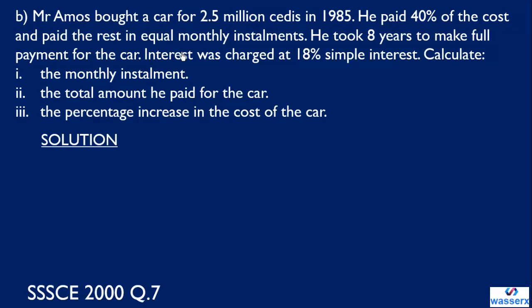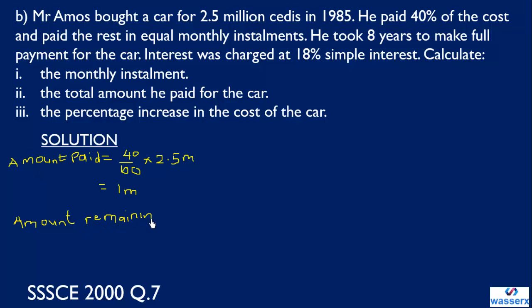Mr. Amos bought a car for 2.5 million cedis in 1985, and he pays 40% of the cost and pays the rest in equal monthly installments. So the amount paid is 40% of 2.5 million, which is giving us 1 million. Now the amount remaining to be paid is 2.5 million minus 1 million, which is giving us 1.5 million.